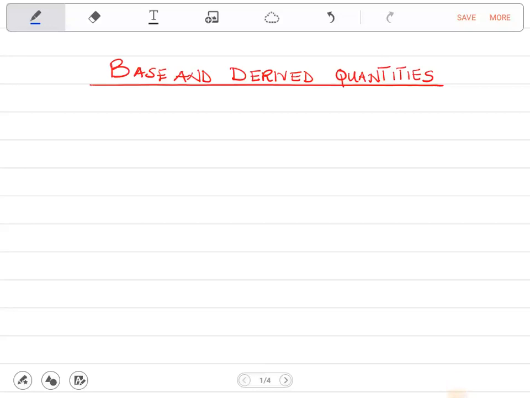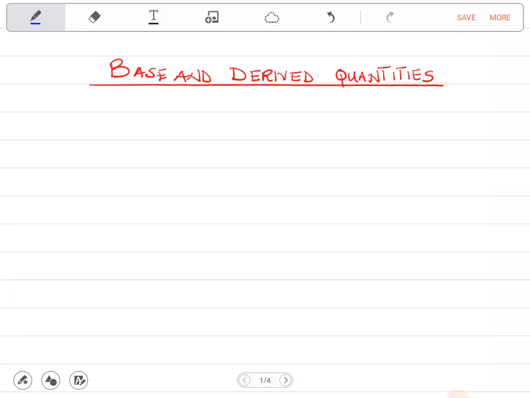Let us see something under the base and the derived quantities in physics. It's one of the foundational topics that you are going to learn, and it's quite important because understanding units helps you to put the correct units for each quantity that you are trying to measure.